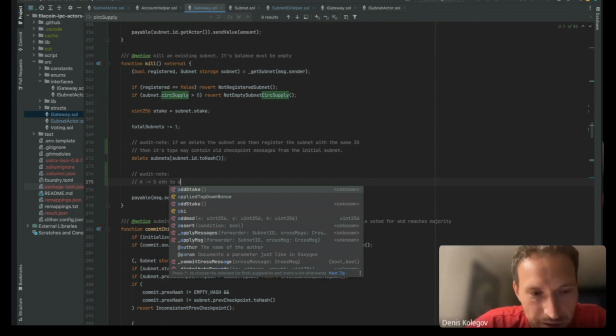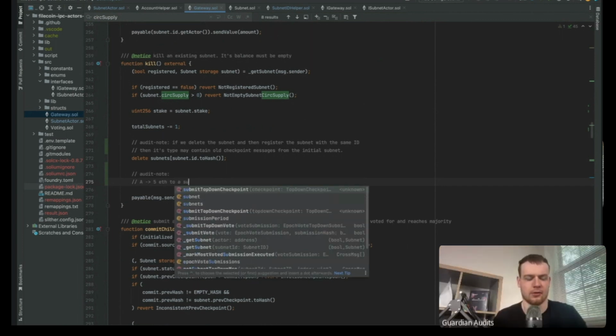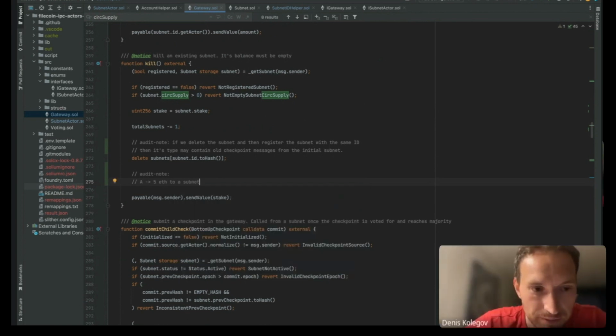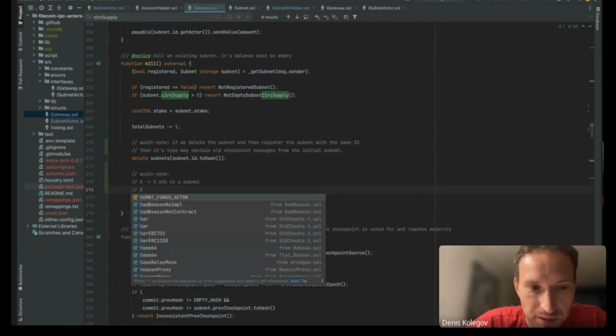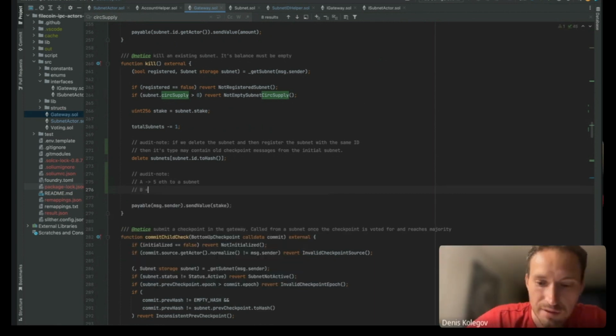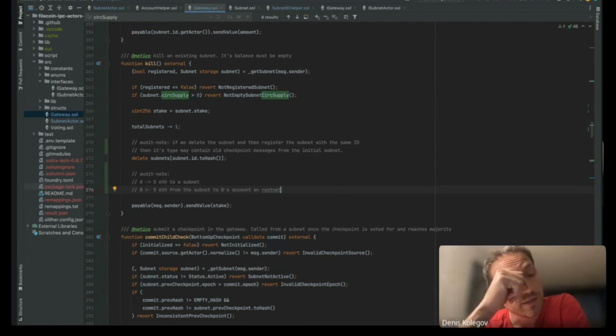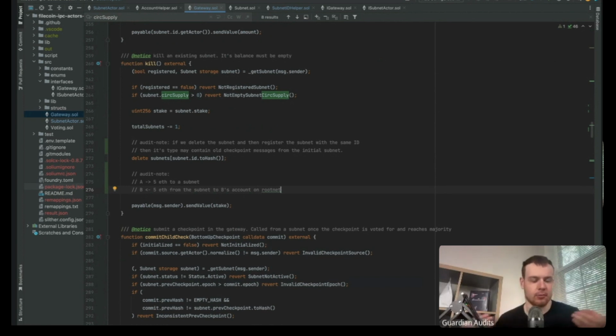So account A sends 5 tokens from the root network, the parent network, to subnet A, right? Yeah, exactly. So now subnet A has those 5 tokens. Circulating supply is 5. Then B, if I understand correctly, sends 5 ether from the subnet to his account on the root network, right? And from a firewall perspective, all fine, right? Yeah, this completely follows the firewall.